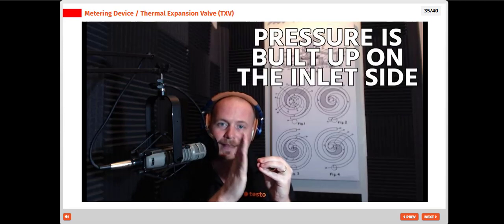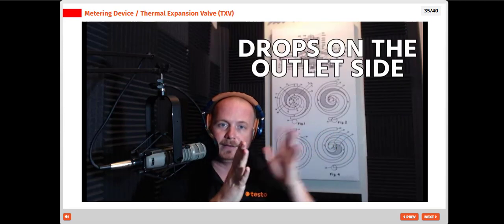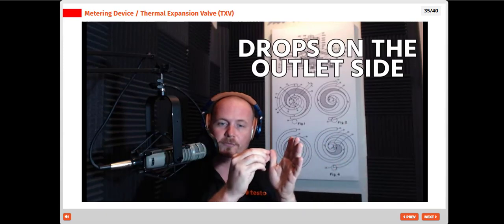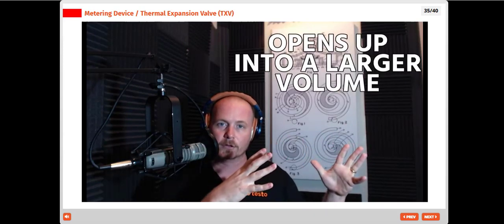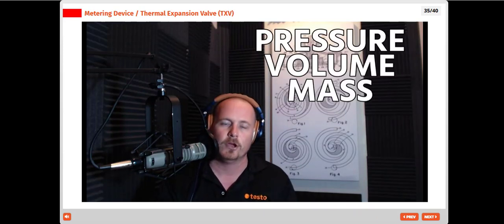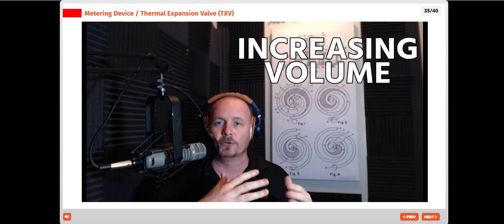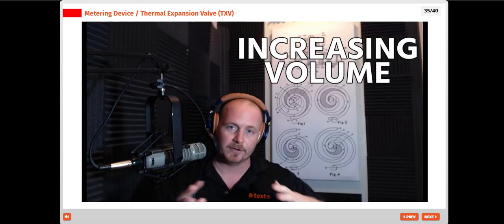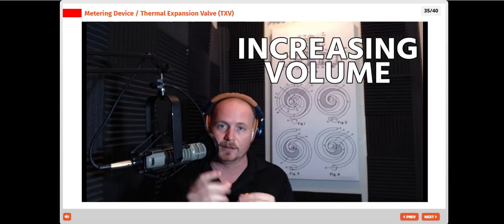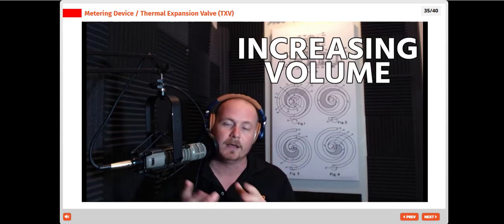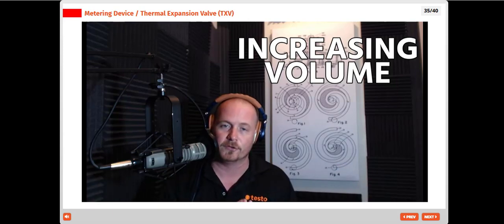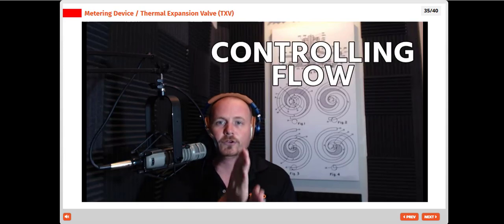So when we think about the relationship between pressure, volume, and mass, we know that if you increase volume, then you decrease pressure. And what we're doing is we're increasing volume because it goes into an evaporator coil out of a liquid line. A liquid line is a smaller line. It goes into this larger volume of space into an evaporator coil, so there's an increase in volume. But we're also controlling the amount of flow moving in, so we're controlling how much pressure is able to make it into that evaporator coil. All that said, we end up seeing a pretty significant pressure drop across that metering device.